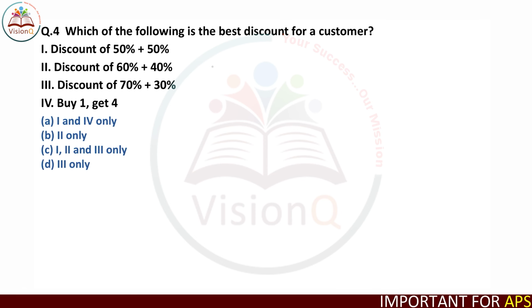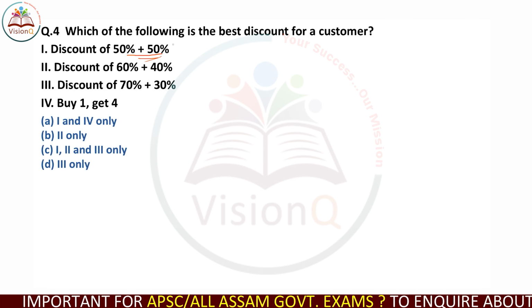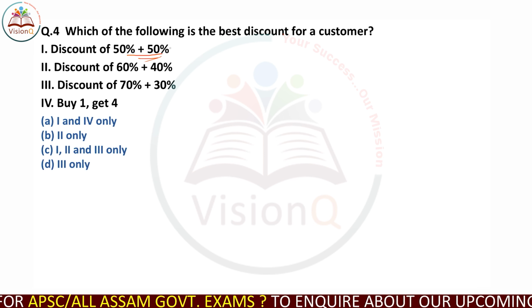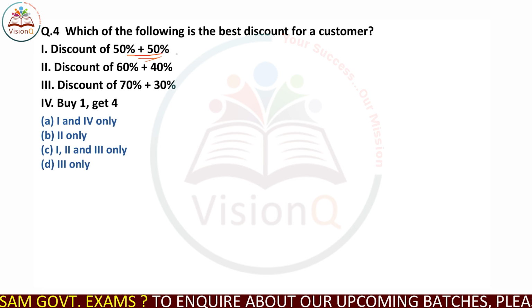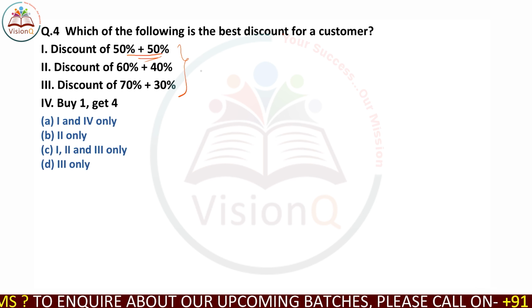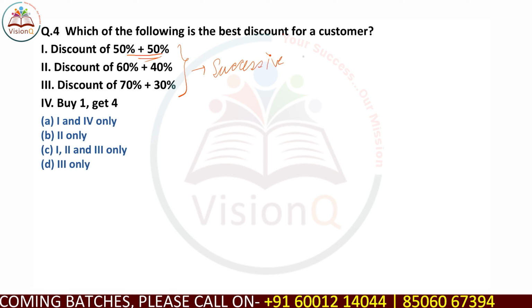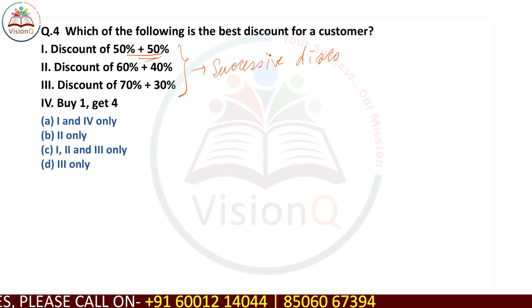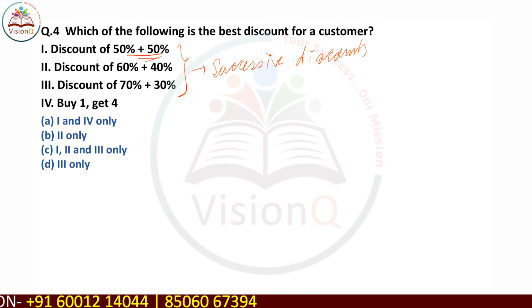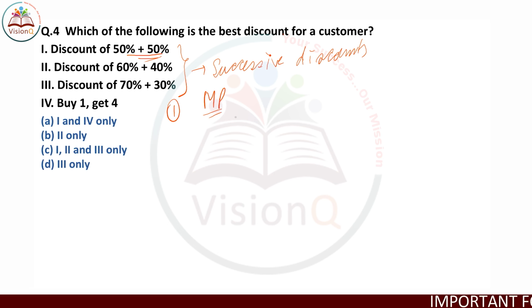In number 1, it is given a discount of 50% plus 50%. Okay, it does not mean 50 plus 50 is 100%. These discounts given in this question mean successive discounts, one after the other. First, in number 1, the first discount on the marked price is 50%.